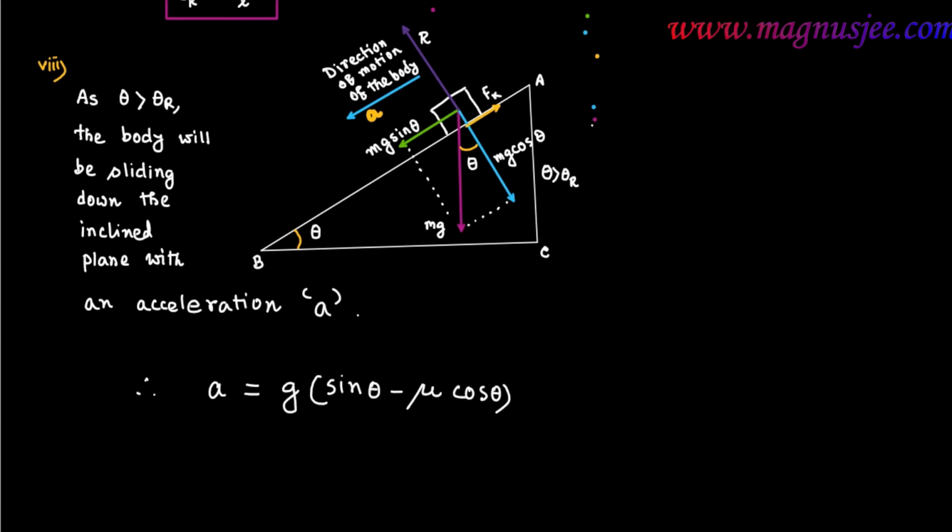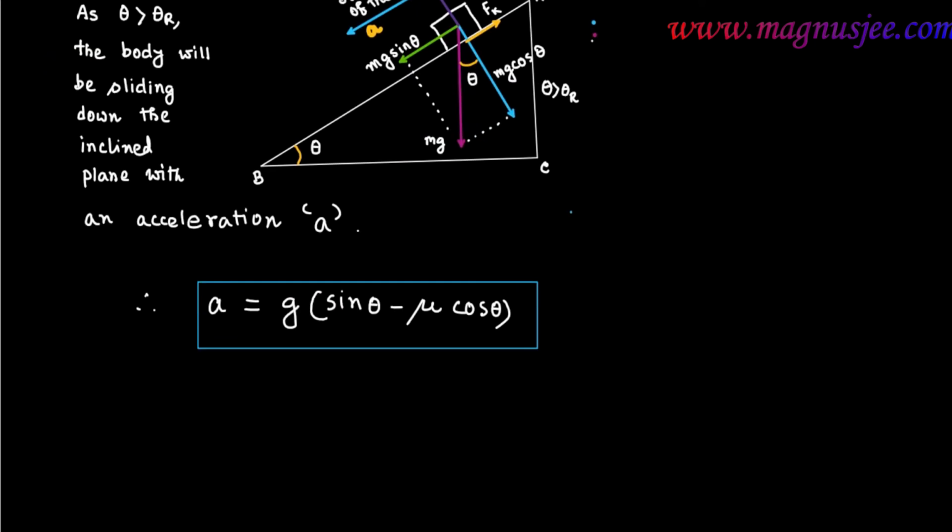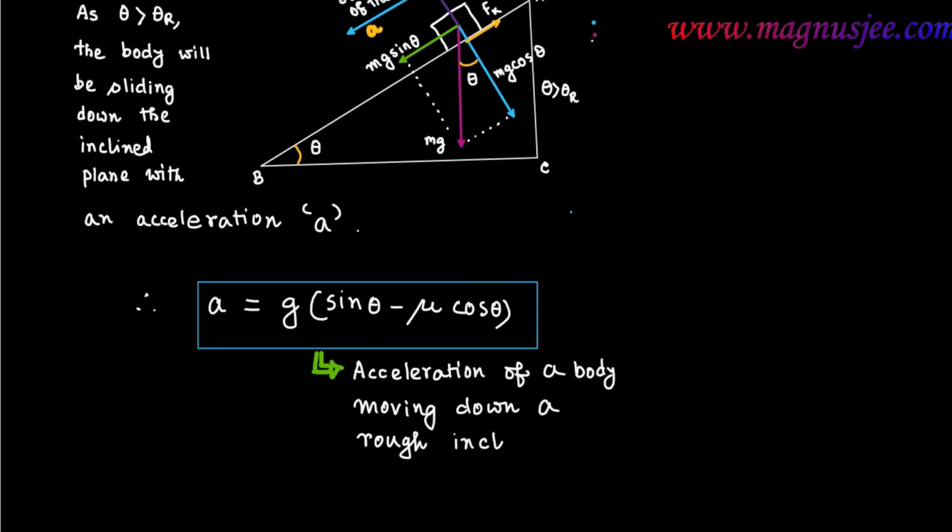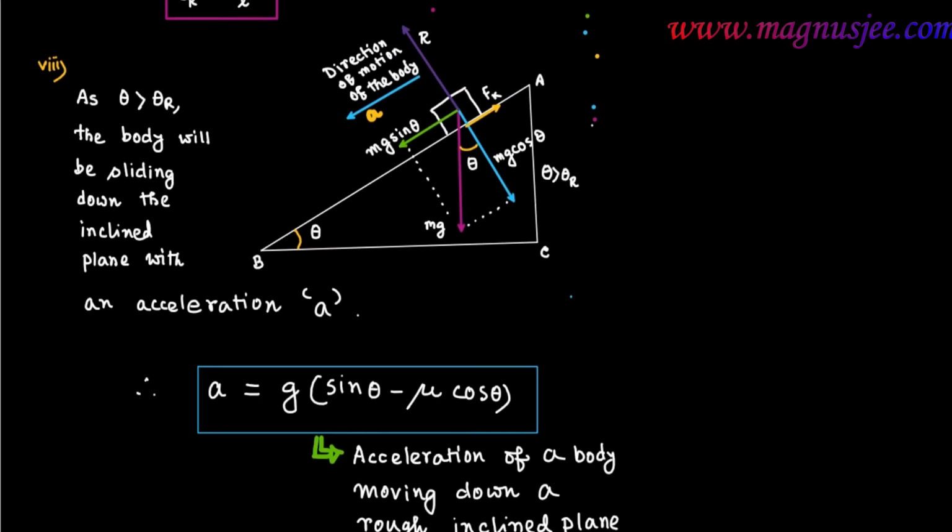Here mu is the coefficient of kinetic friction. a equals g (sin theta minus mu cos theta), where mu is actually mu k, the coefficient of kinetic friction. This is the acceleration of a body moving down a rough inclined plane such that the angle of inclination theta is greater than the angle of repose theta R, and the body moves down the inclined plane under the action of its rectangular component mg sin theta.